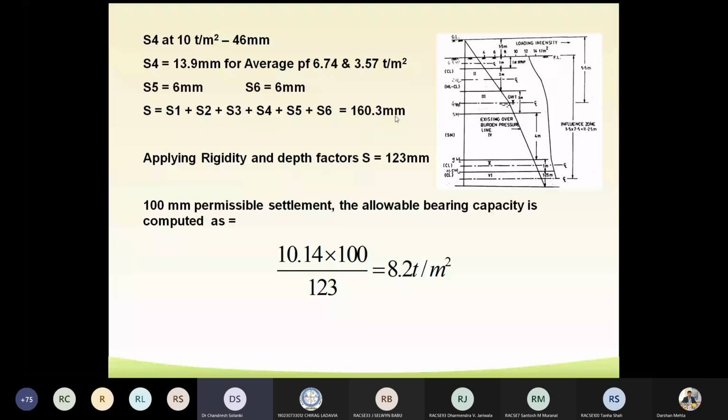You are audible. Applying rigidity factor and depth factors, the settlement is coming out to be 123 mm. Yes, okay. The total settlement is coming out to be 123 mm. This thus indicates that in case of the rough foundation, the allowable settlement is 100 mm. But in our case, we have a settlement of 123 mm. So the bearing capacity is reduced for the additional 23 mm. Hence, the bearing capacity of such soil has been found out as 8.2 ton per meter square. This is known as the allowable bearing pressure.